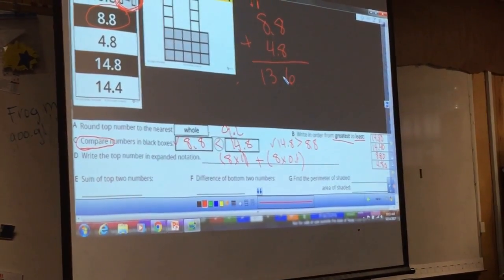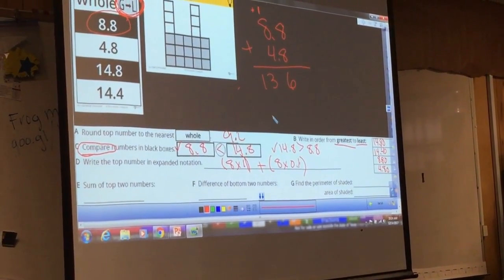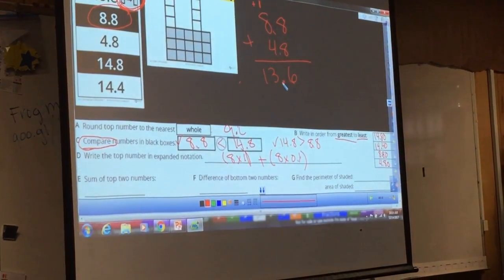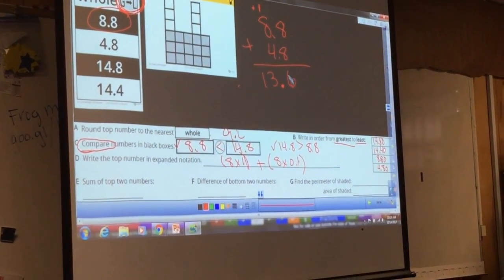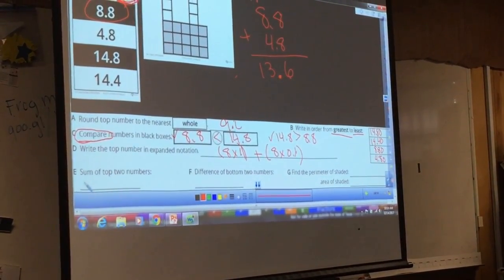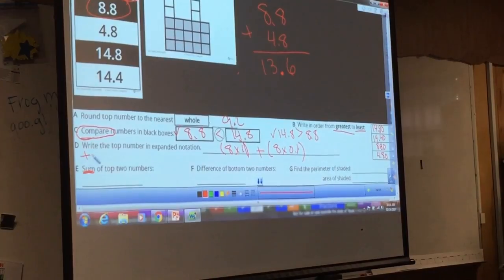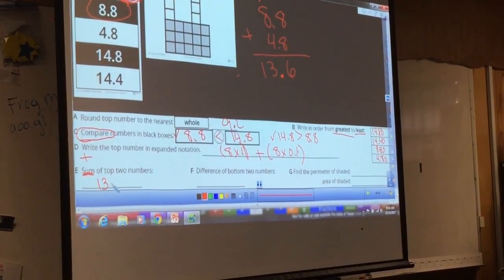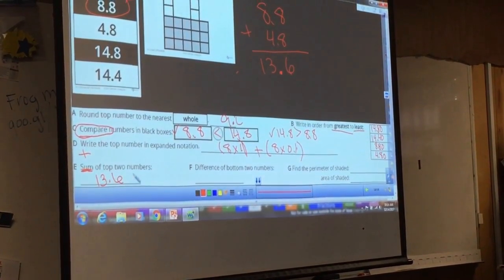And then what do I need to do, Samaya? Drop down your decimal. Drop down my decimal. How often do we forget that? A lot. Often. Okay, that little decimal's sad when he doesn't get dropped down. Okay, so my answer here, the sum, which means to add, is 13 and 6/10.